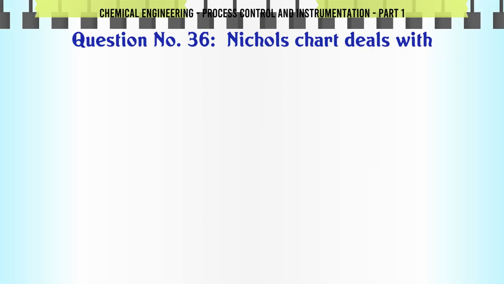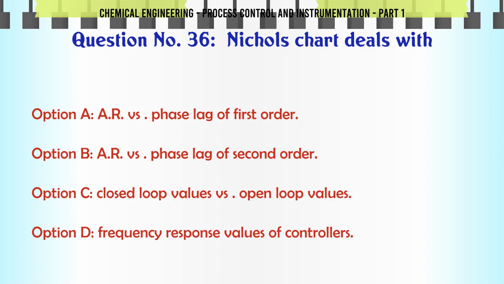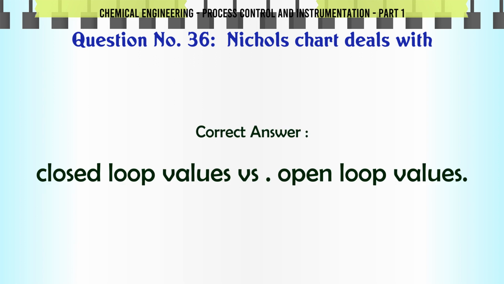Nichols' chart deals with A. AR versus phase lag of first order. B. AR versus phase lag of second order. C. Closed loop values versus open loop values. D. Frequency response values of controllers. The correct answer is closed loop values versus open loop values.